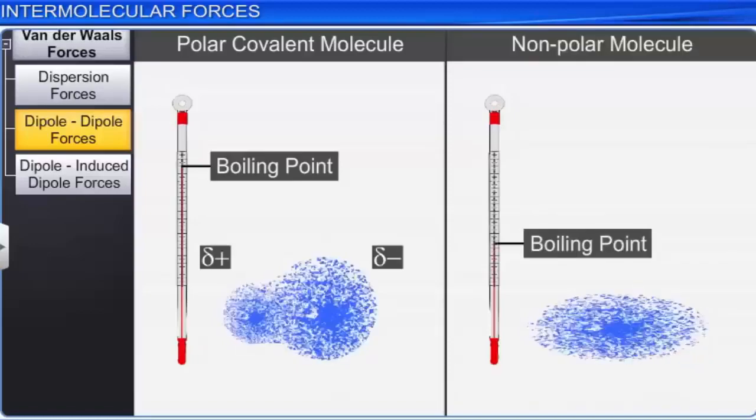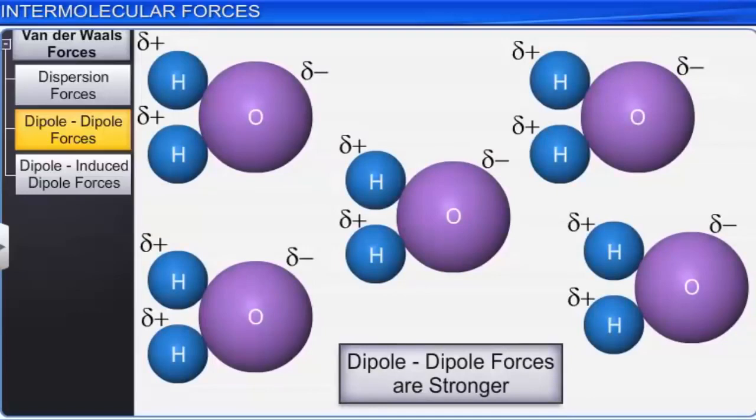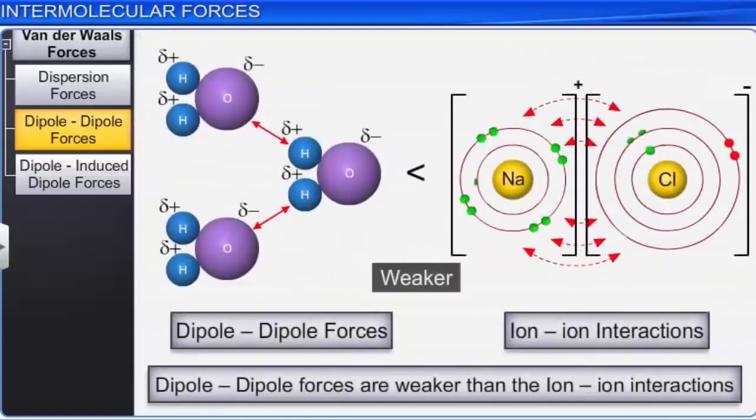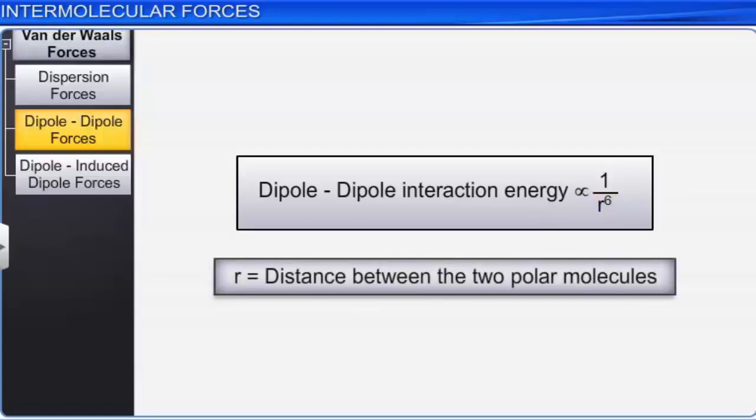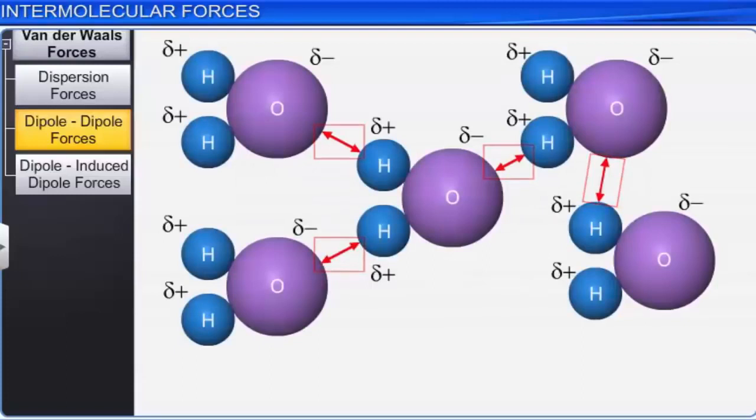Dipole-dipole forces are stronger compared to the London forces. But due to the involvement of only partial charges, they are weaker than the ion-ion interactions. The dipole-dipole interaction energy between the polar molecules is inversely proportional to the sixth power of the distance between the two polar molecules. Polar molecules can interact both by dipole-dipole forces and also by London forces of attraction.